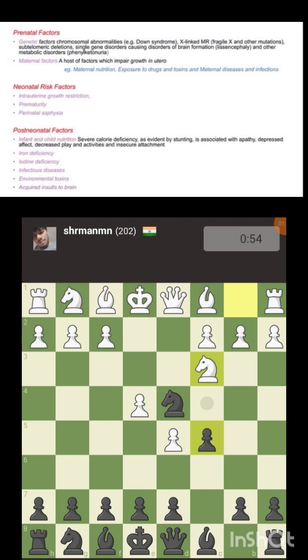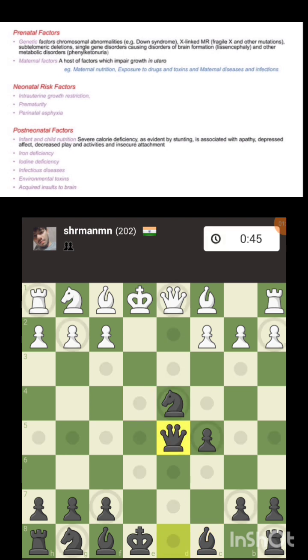So prenatal factors which are genetic, which are chromosomal abnormalities like Down syndrome, X-linked abnormalities like Fragile X and other mutations, subtelomeric deletion, all those things. Basically, a lot of things are there, and phenylketonuria, one of the most important metabolic disorders.